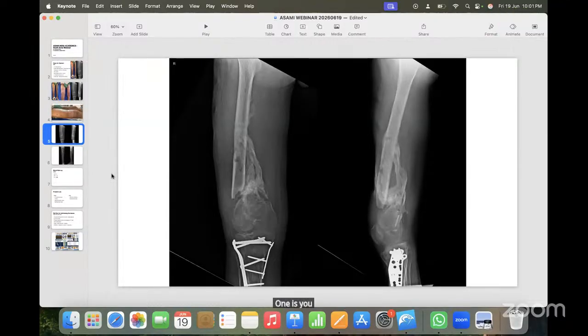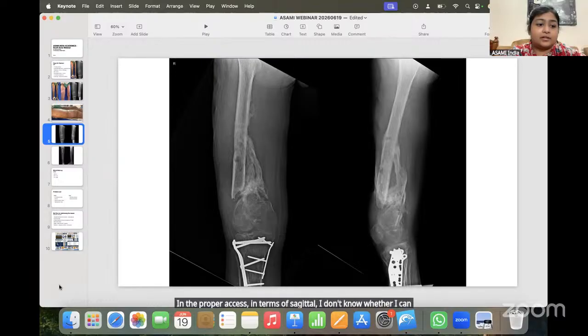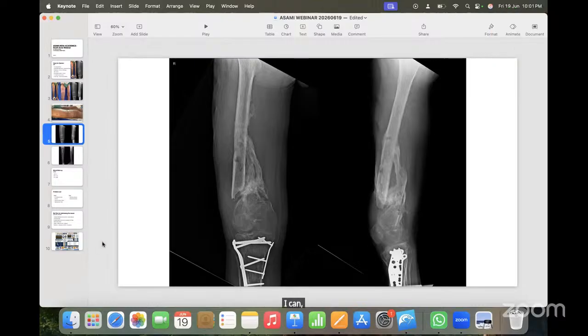One is you put the distal ring in the proper axis in terms of sagittal. I don't know whether I can draw. You can draw, sir. I don't know how. Okay, yeah. So if the distal fragment is like that, then your ring should be put in that axis. And then you can use various modes to move that.